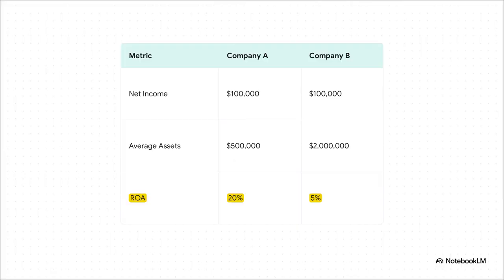Okay, check this out. We've got Company A and Company B. At first glance, they look pretty similar, right? They both made a net income of $100,000. But look at their assets. Company A did it with only $500,000 in assets, which gives it an awesome ROA of 20%. Company B needed $2 million in assets, 4 times as much, to make the exact same profit. That leaves it with an ROA of just 5%.